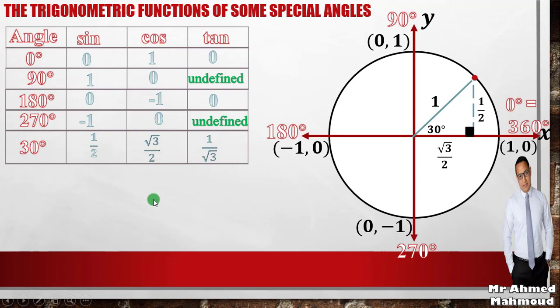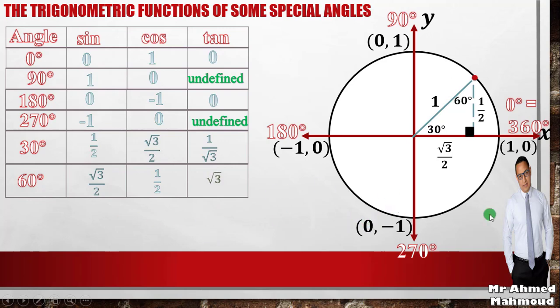Now the 60 degrees. Looking at this triangle, 90, 30 and the third angle equals 60 degrees. The adjacent to 60 equals half, the opposite equals root 3 over 2 and the hypotenuse equals 1. So sine 60 equals root 3 over 2 divided by 1 equals root 3 over 2. Cosine 60 is half divided by 1 equals half. Tan 60 is opposite over adjacent, root 3 over 2 divided by half, equals root 3.